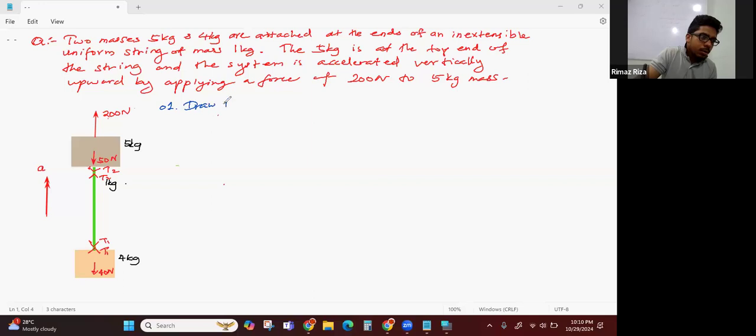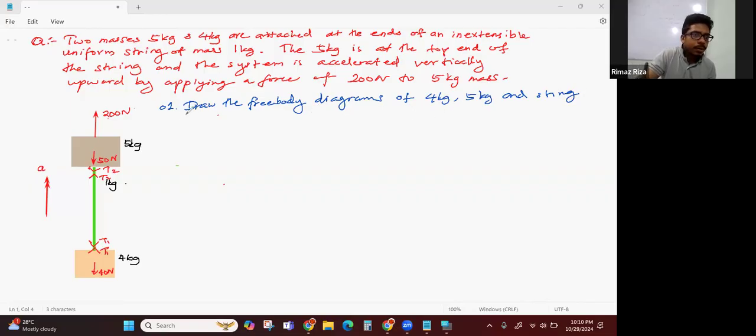draw the free body diagrams of the 4 kilogram mass, the 5 kilogram mass and the string separately. Okay, so please draw quickly and show me your answers. You can write the answers, and once you're done, you can capture it and send it in the chat box.